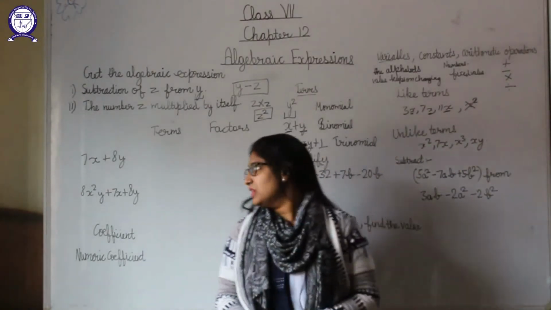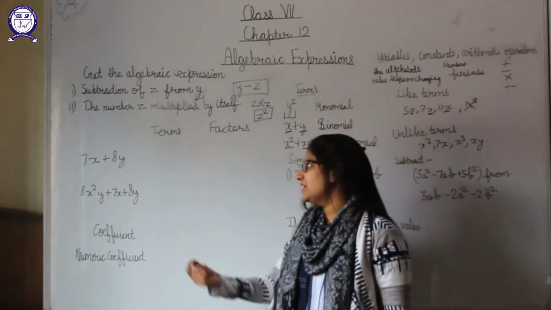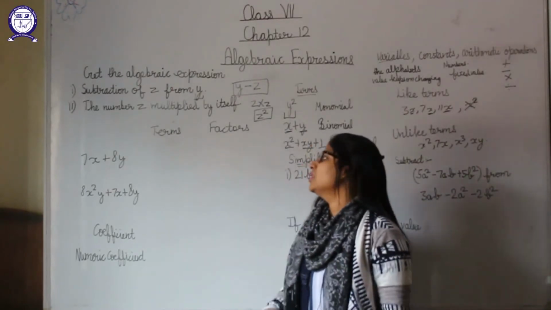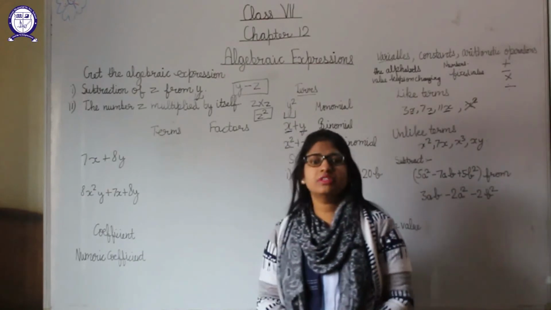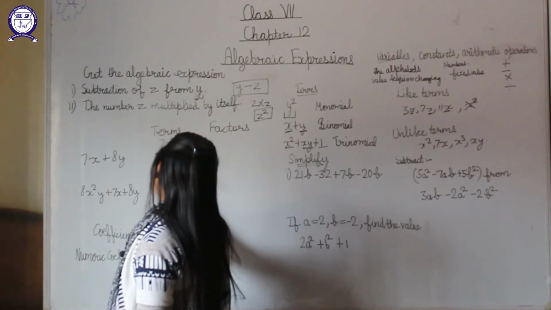Okay, now here students, the next thing is, if algebraic expressions are given to you and it is asked that you have to find out the terms in them and after that the factors. So here we will check what are the factors of the given different terms. Okay, so here 7x is here and 8y.